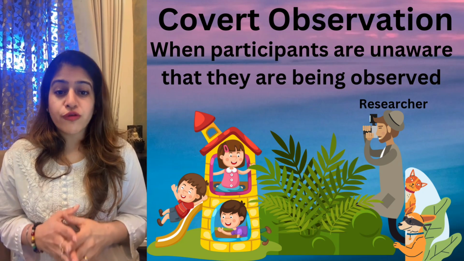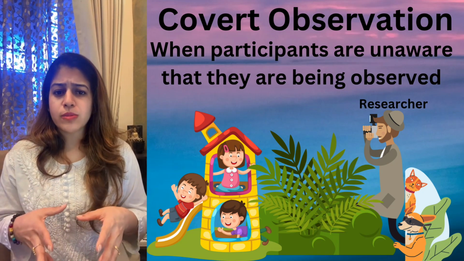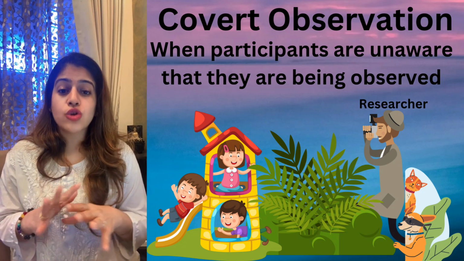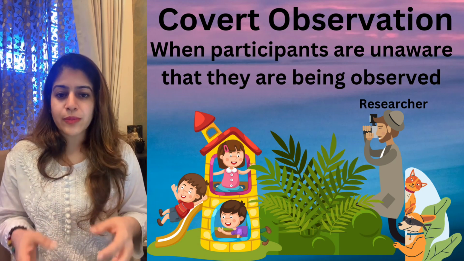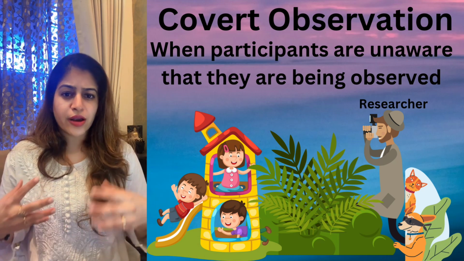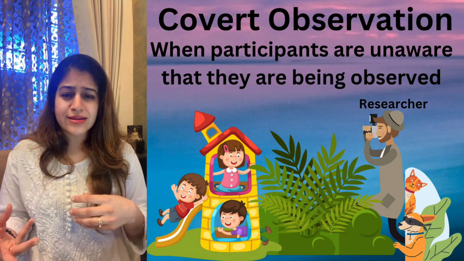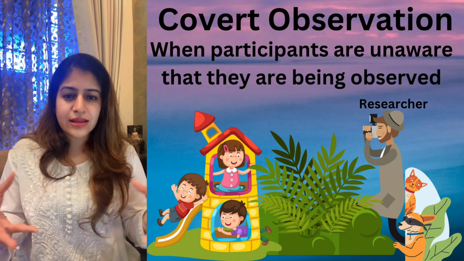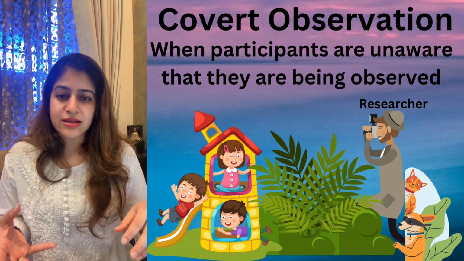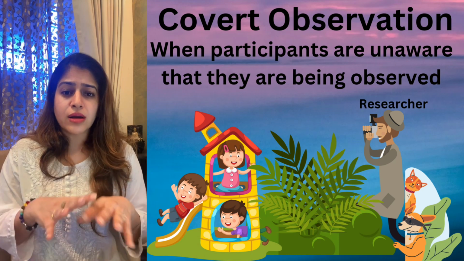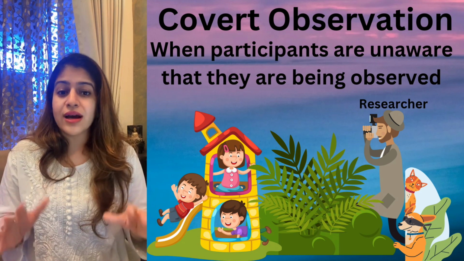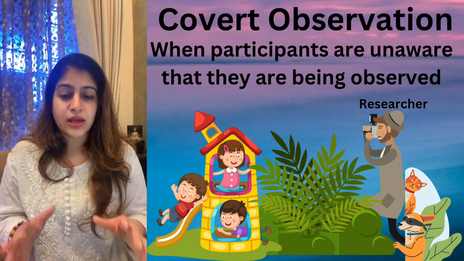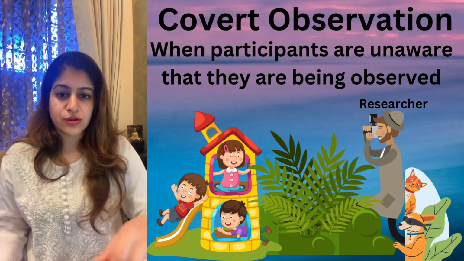Second is covert observation. In covert observation, the participant is not aware that they are being observed. For example, if I am a researcher, I go and sit in a park where small kids are playing and I start seeing them, observing them, and I collect data. But the kids here in the park, they just see me sitting there, but they have no idea that they are being observed by me. That is a covert observation.